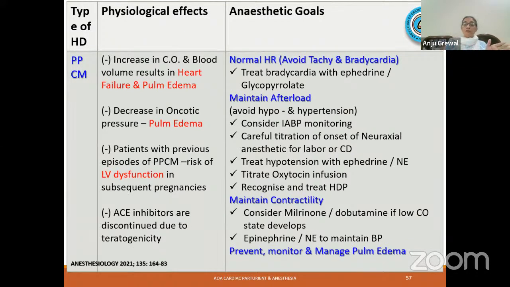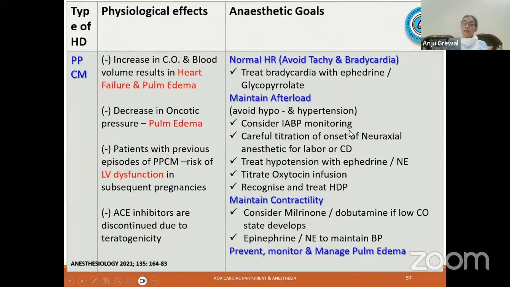And of course, if the mother had a previous history of PPCM in the previous pregnancy, then she is at a very high risk of left ventricular dysfunction in the subsequent pregnancies. And remember, ACE inhibitors belong to a class X of drugs where they have to be discontinued during pregnancy due to teratogenicity, whereas this is a mainstay of therapy for any heart failure patient, right? So it cannot be used during pregnancy, but can be used in the postpartum period. So our hemodynamic goals would be having a normal sinus rhythm, avoiding brady and tachycardia, maintaining the afterload. So we want neither hypo nor hypertension. So therefore, you will have to have beat-to-beat monitoring.